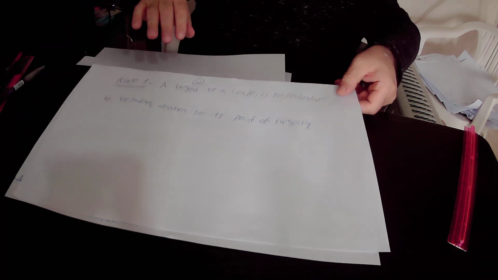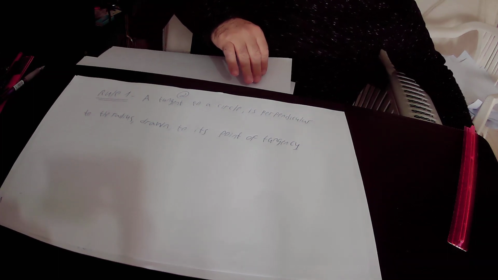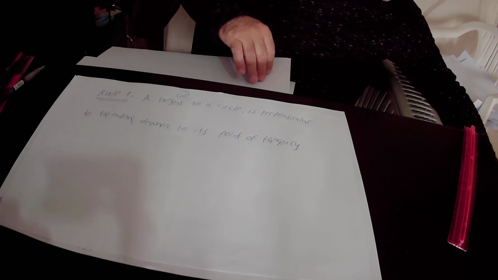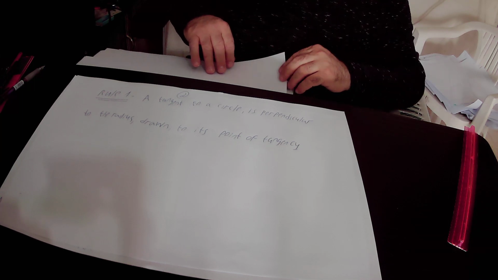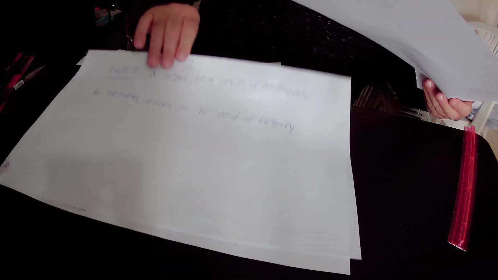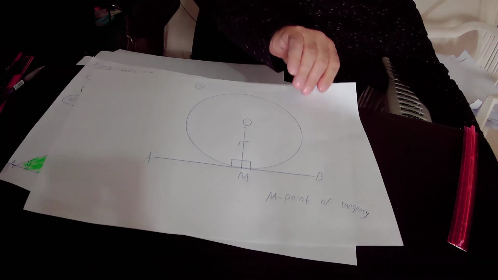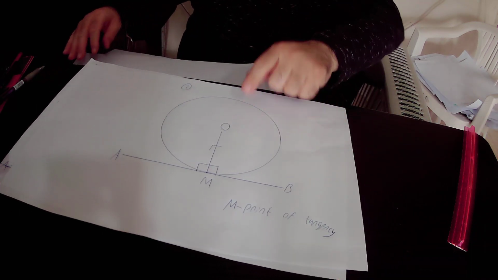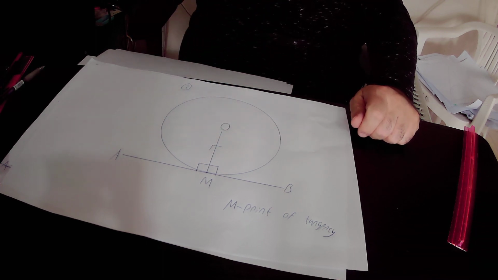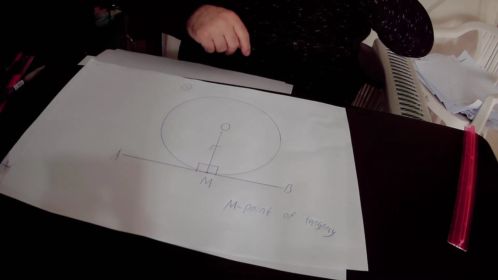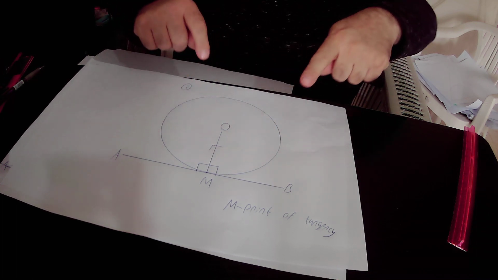Then I presented to you rule number 1. According to rule number 1, a tangent to a circle is perpendicular to the radius drawn to its point of tangency. So what is the meaning of rule number 1? The meaning of rule number 1 is that if we have this circle, and here the center of this circle is at point O, and AB is tangent to the circle at point M. OM is the radius, and M is the point of tangency of tangent AB with this circle.